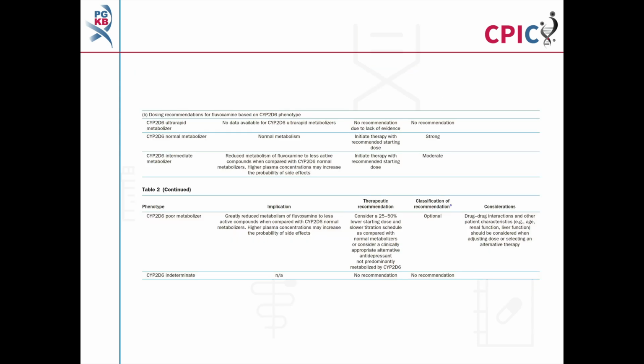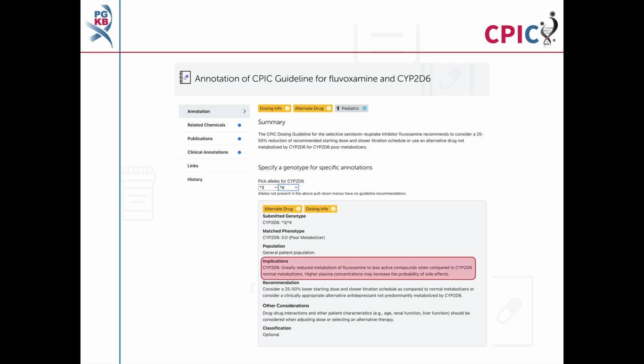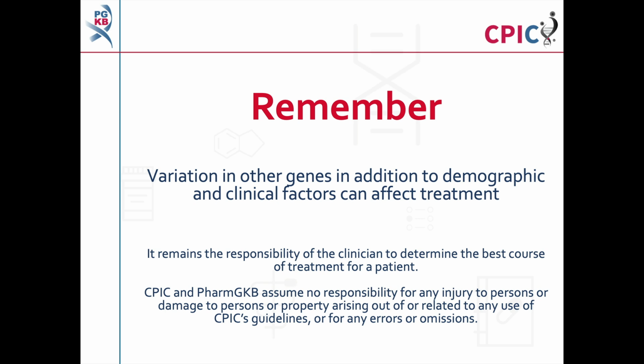The recommendations for fluvoxamine can be found in Table 2 of the guideline. This guideline has been annotated on the PharmGKB website. This includes a drop-down menu where a specific recommendation can be given for given combinations of alleles. This includes implications for the patient's response to fluvoxamine, the appropriate recommendation for the specific metabolizer phenotype, and the strength of that recommendation. Remember that variation in other genes, in addition to demographic and clinical factors, including concomitant medications, can affect treatment. It remains the responsibility of the clinician to determine the best course of treatment for a patient.